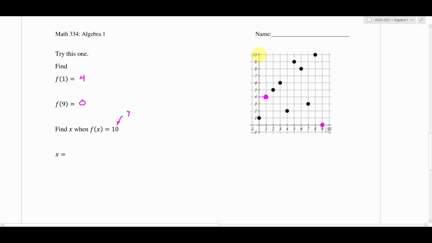I'm going to go up to 10, and then I'm going to go over either left or right. In this case, I'm going to go right until I find a point that's on the function. And here's my point where y equals 10, and then I go to my corresponding x value, which will be down here at 8. All right, so to get a 10, I have to put an 8 in. All right, guys, give that one a try. I created a practice problem that looks just like that for you to practice with, so give it a try, see if you can do it too.